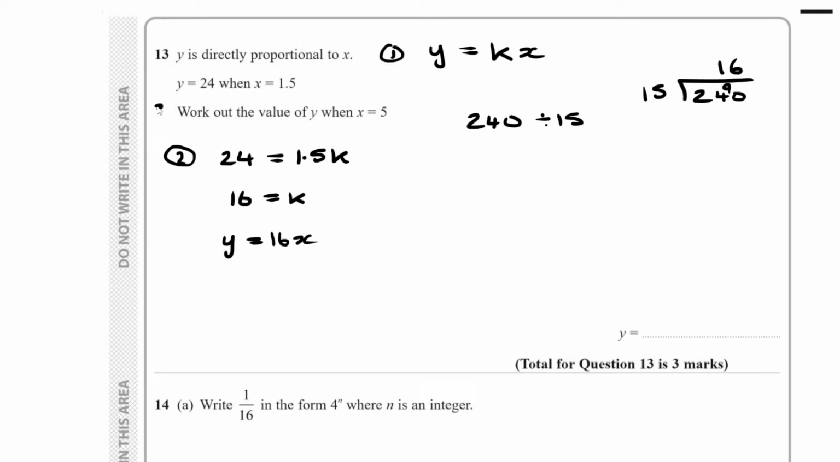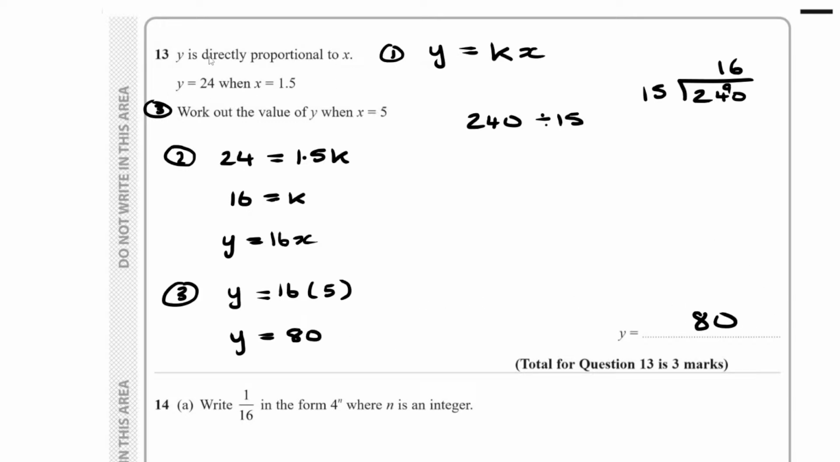Step 3 is then using the actual question. So work out the value of y when x is 5. So we just write down y, and then we sub in x is 5. That's as simple as it is, and then just multiply it. Multiplying by 5 is the same as if you want to multiply by 10 and then half it, so that would be 80.